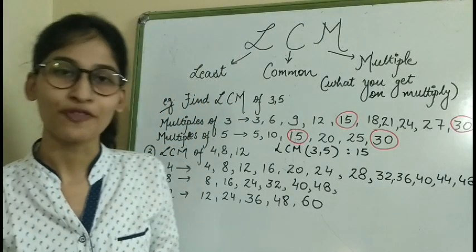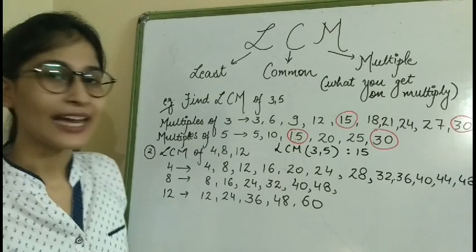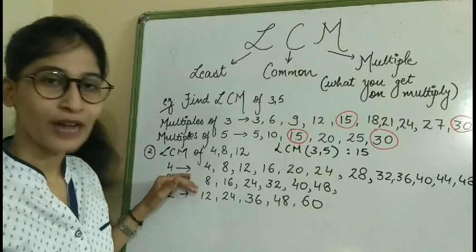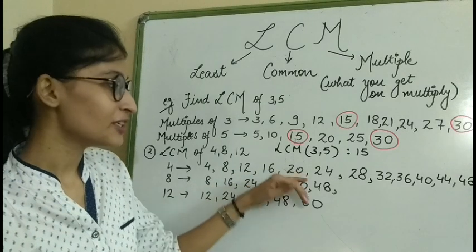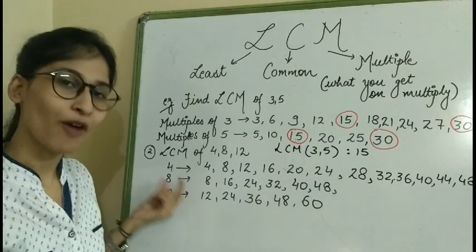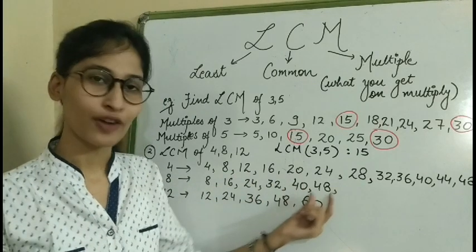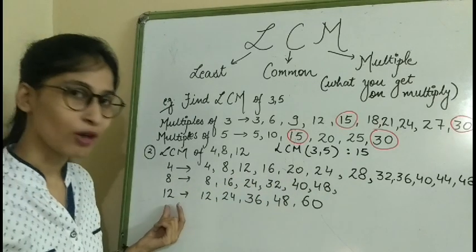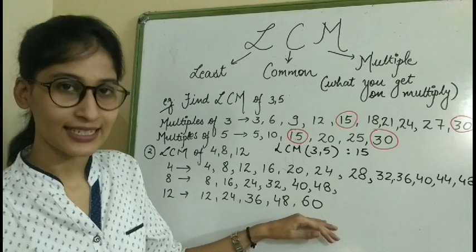Similarly, if we are asked to find the LCM of three numbers, for example 4, 8 and 12. First I am going to write the table of 4: 4, 8, 12, 16, 20, 24 and so on. Next I have written here the table of 8: 8, 16, 24, 32, 40, 48. Next the table of 12: 12, 24, 36, 48 and 60.